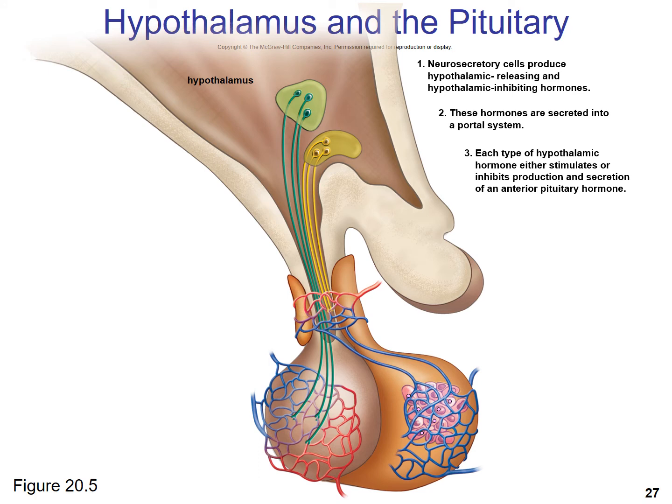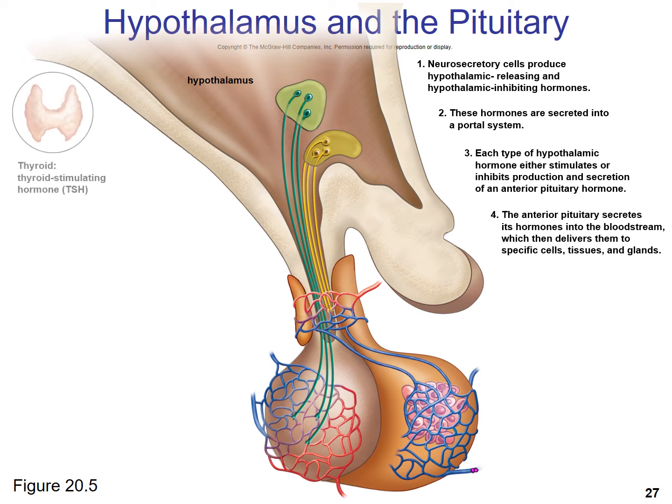And in this case, what I decided to diagram was the production of an anterior pituitary hormone, which you see in purple here. And what happens here is that these cells will then release their hormones into the bloodstream, which then delivers these to specific cells, tissues, and glands. So those, again, containing the receptors necessary to receive these signals. And for anterior pituitary hormones, this has the ability to affect a lot of different tissues and cells and organs.